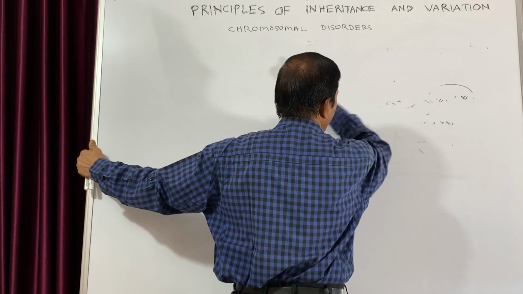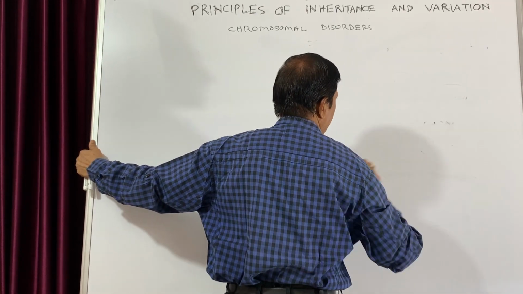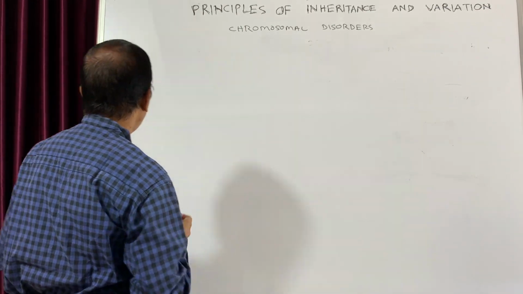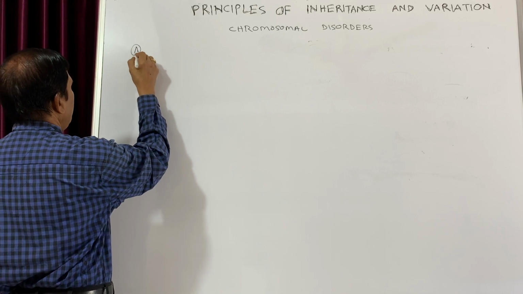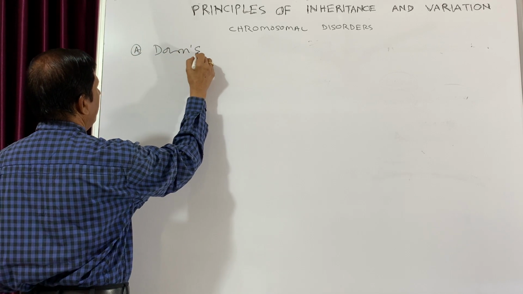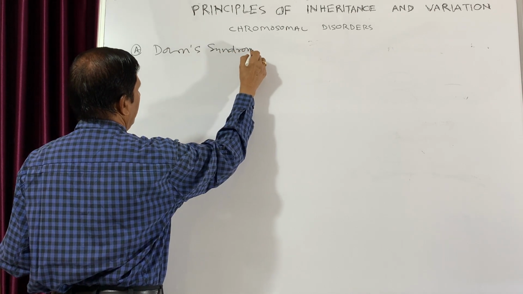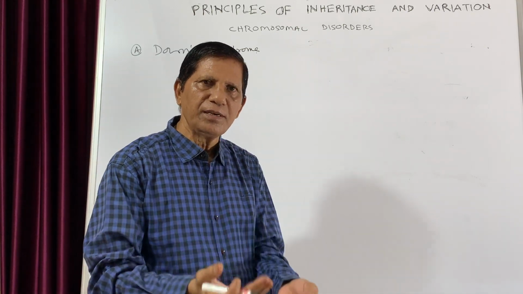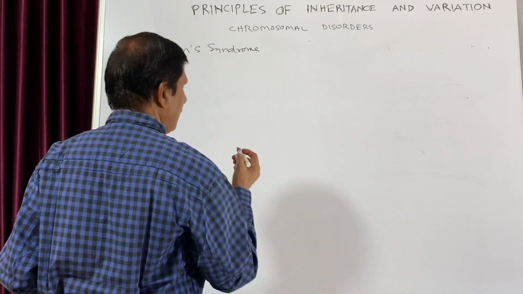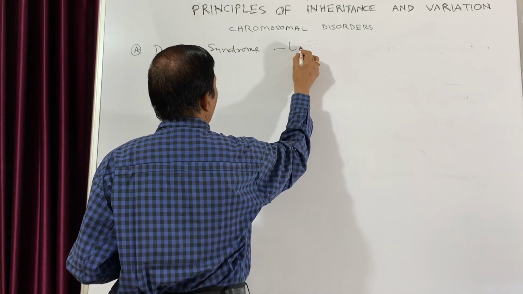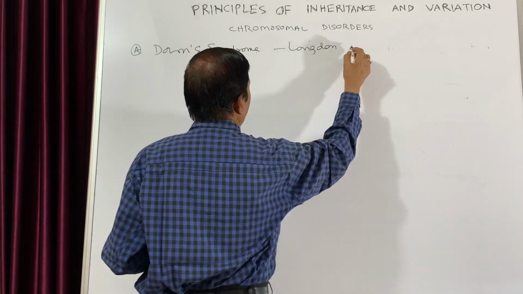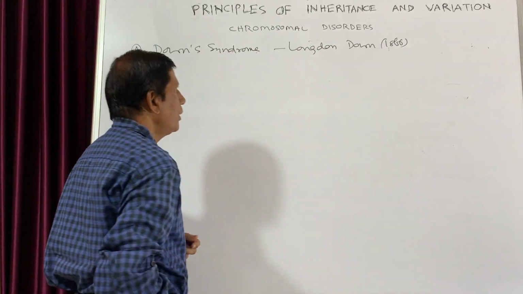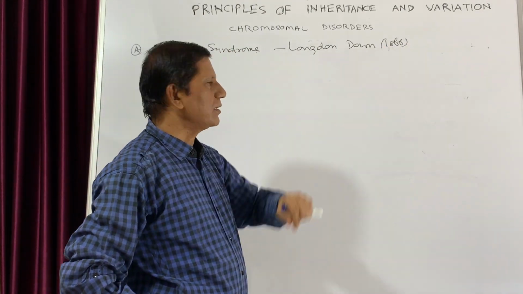So one of the chromosomal disorders is Down syndrome. The first one that we'll discuss is Down syndrome. Now this Down syndrome is named after the physician, the doctor, who is known as Langdon Down, in 1866. So according to his name, it is known as Down syndrome.